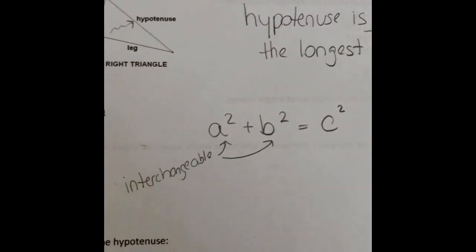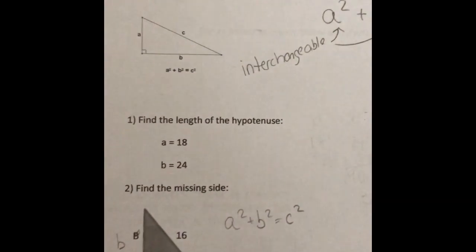The Pythagorean theorem is a squared plus b squared equals c squared, and your legs are interchangeable. You can call whichever one you want A and B. So let's try some of these examples out.